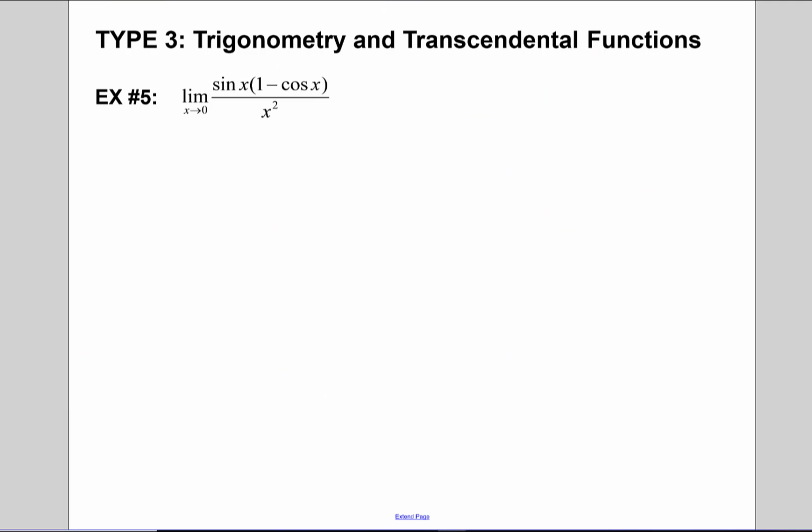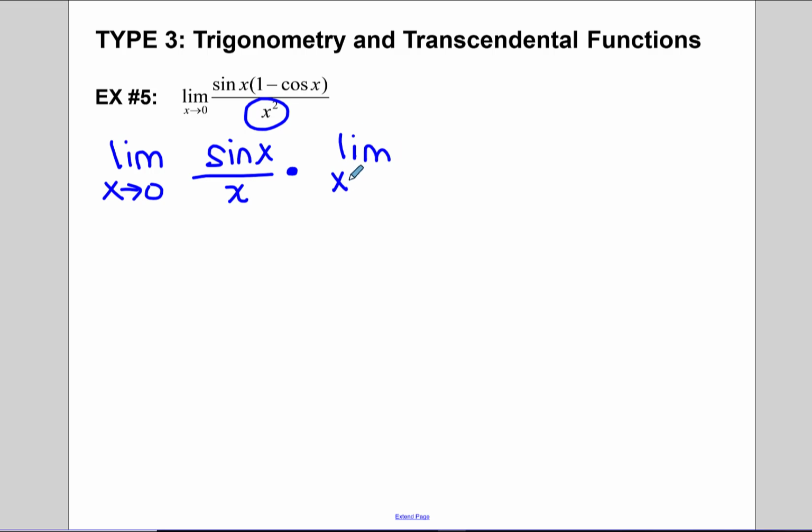How about a little trigonometry and transcendental functions? So sometimes these can be a little trickier. This is where, was it back in chapter 1, we had the trig limit laws? You can see that we could rewrite this using those rules. The limit as x approaches 0 of sine of x divided by x. I'm going to break up this x squared on the bottom and multiply that by the limit as x approaches 0 of 1 minus cosine of x divided by x.